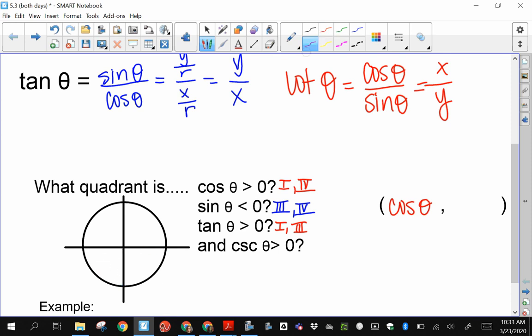Lastly, cosecant. Cosecant is the reciprocal of sine. So if we're asking you where cosecants are positive, that's really asking where are the sines positive, and that would be in quadrants 1 and 2.